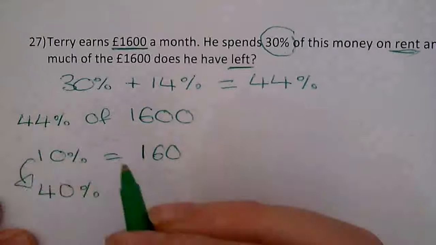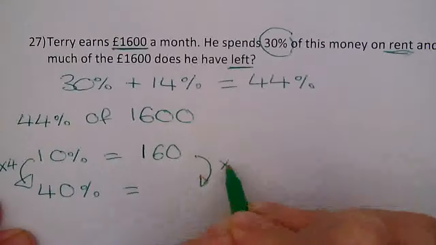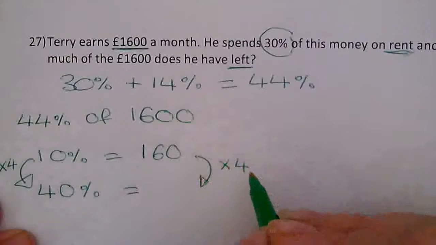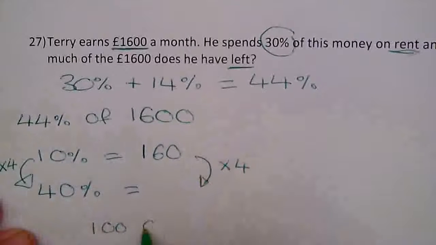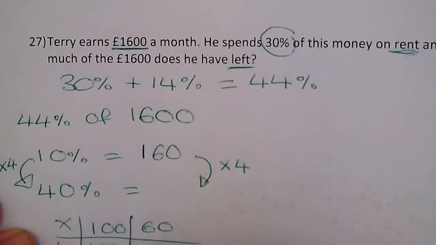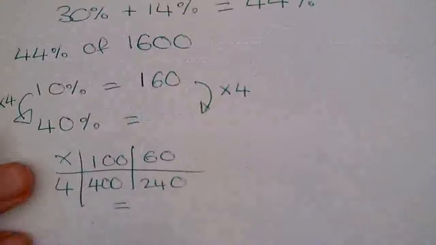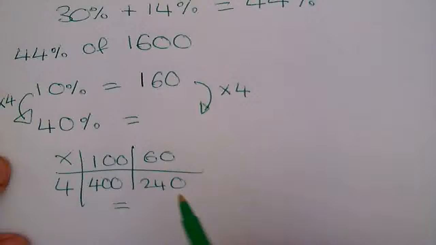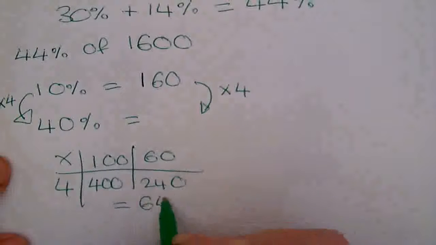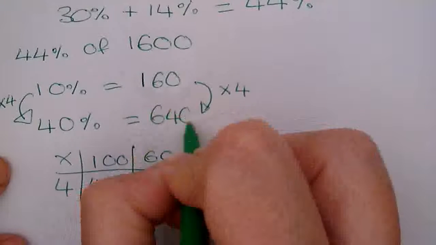So to get from 10% to 40%, I can times by 4 and then do 160 times by 4. Remember, you could do a quick grid, so 160 times by 4. 4 lots of 100 is 400, and 4 sixes is 240. So that gives us a total of 400 plus 240, 640. So 40% is 640.